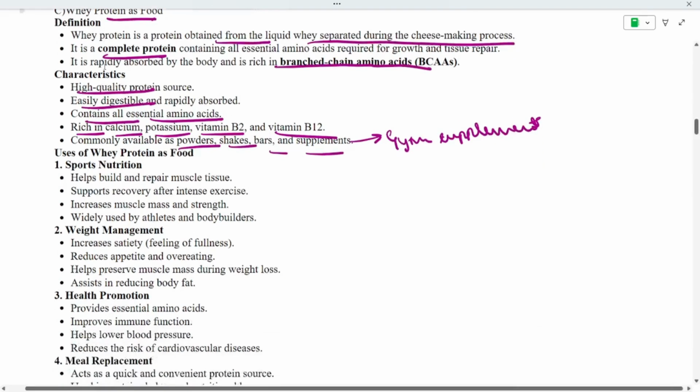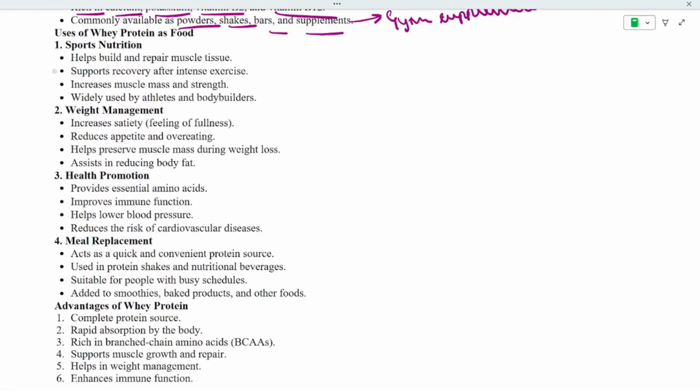Okay. Next, uses of whey as food. In sports nutrition they use it in order to increase muscle mass and strength. Athletes and bodybuilders use it to support recovery, muscle tissue repair and all. They use it in weight management in order to reduce weight. Okay, it will reduce the body fat.